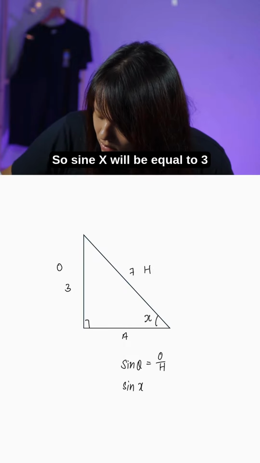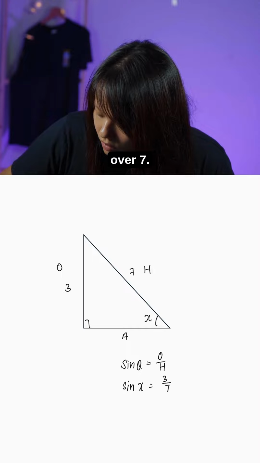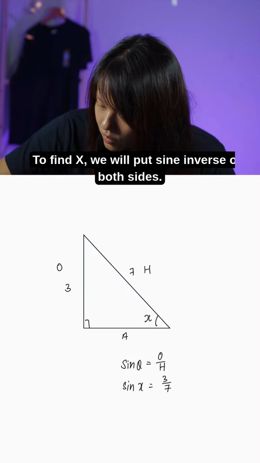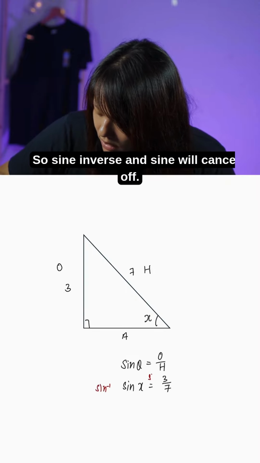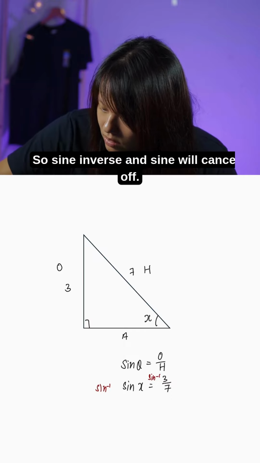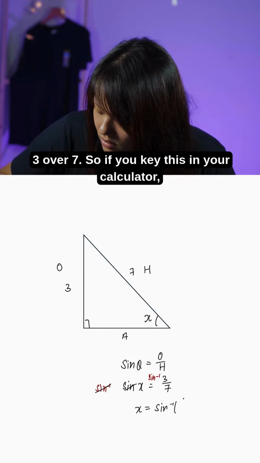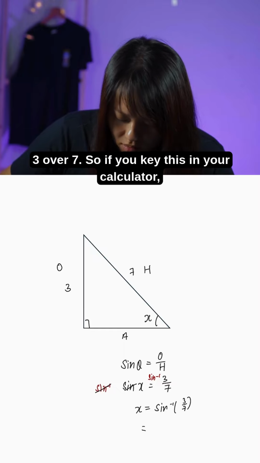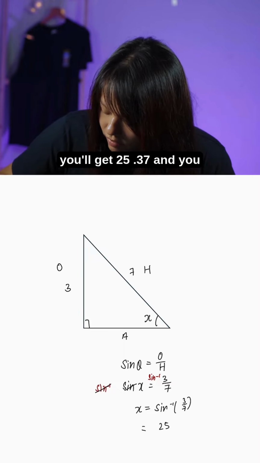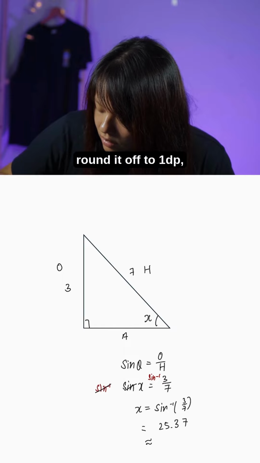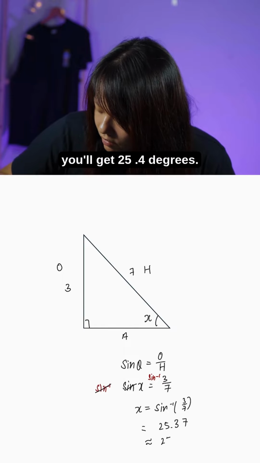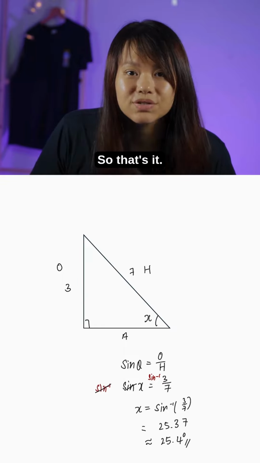So sine x will be equal to 3 over 7. To find x, we will put sine inverse on both sides. So sine inverse and sine will cancel off to actually give you x. So my x will be sine inverse 3 over 7. So if you key this in your calculator, you'll get 25.37, and you round it off to 1 dp, you'll get 25.4 degrees. So that's it.